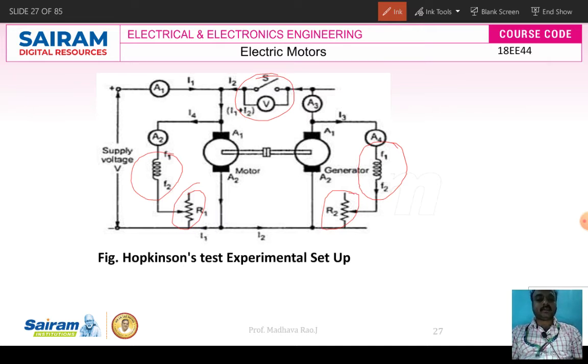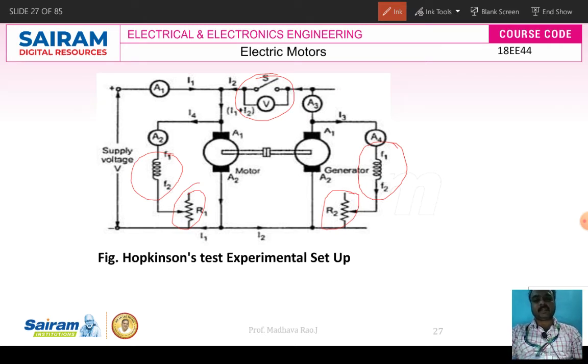Once supply is connected, the motor will start to rotate. So we need to observe the voltage across the switch, since motor and generator both are running. Since the voltage across the switch shows 0, we need to close the switch, the SPST switch. Otherwise we need to interchange any armature connection of the motor or generator. So this is the experimental setup.